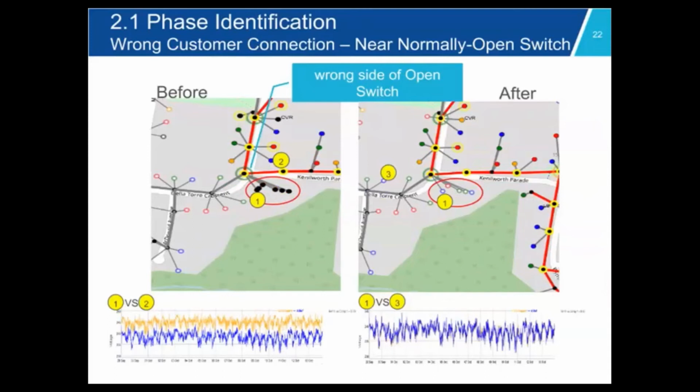This group of black dots is located at the same pole as the open switch, which is a potential wrong customer connection. Then we rerun the phase models for the neighboring circuits after the group of black dots is moved into the neighboring circuit. The similarity can be realized by the comparison between 1 and 3. 3,800 cases of wrong customer connection have been identified and corrected near the switches.